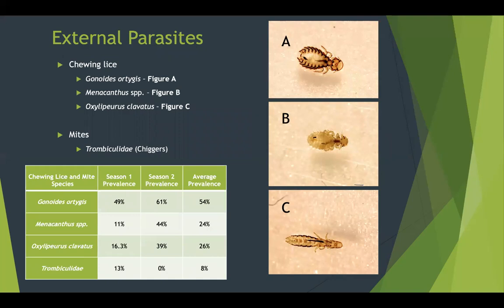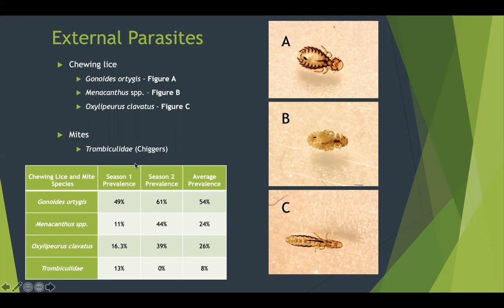As far as external parasites go, with any upland game bird, chewing lice are almost a guarantee to be there. Little to no health implications with infections of these, but they are good to know. So in figure A, you can see Gonoides ortygus. In figure B, you can see the Minicanthus species. And in figure C, you can see the Oxyliparius clavatus. Not pictured are the mites, so the Trombiculidae, which are just colloquially known as chiggers, and they just present as an orange raised mass on the skin.